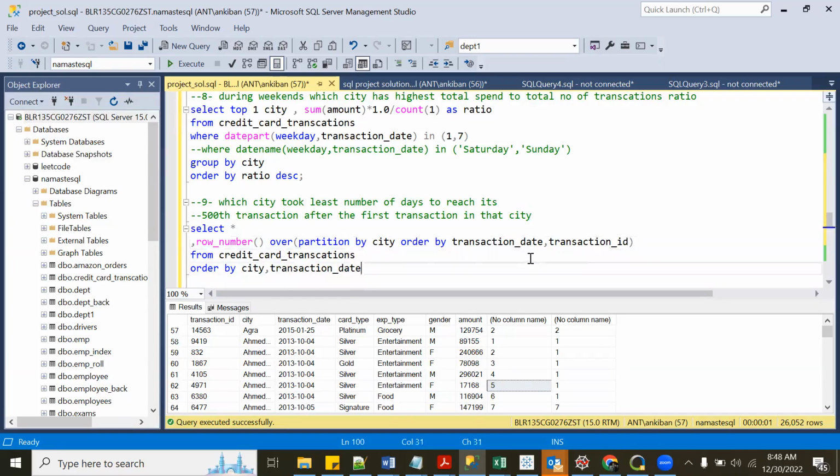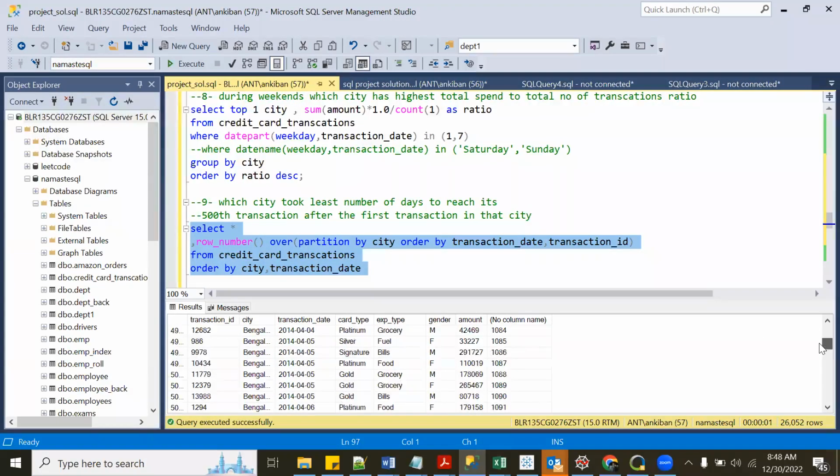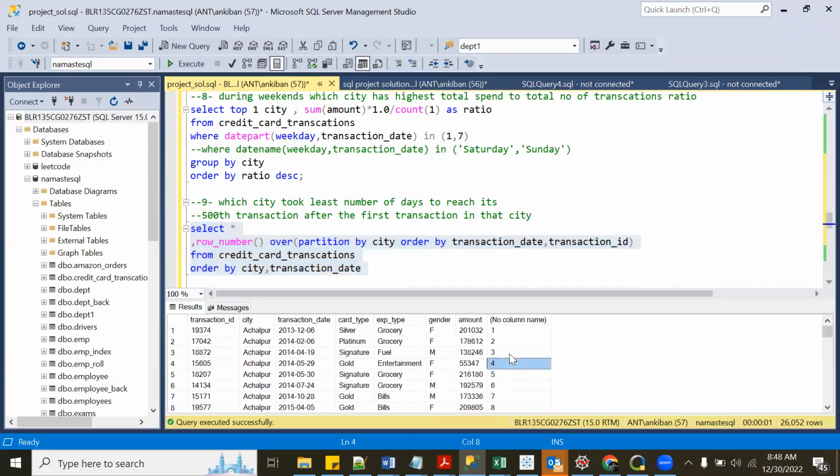Let me run this again. I'm concerned only till transaction 500 for each city, so I will just filter on row number less than or equal to 500. Let's see. For Achalpur, there are no 500 transactions, so let's see some city where we have 500 transactions. Let's see Bangalore.